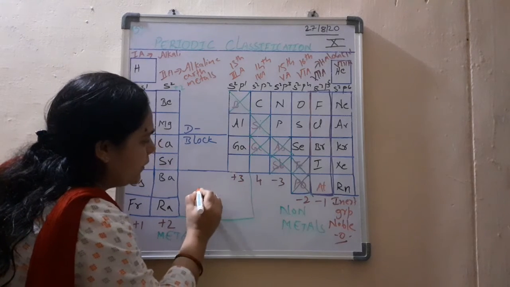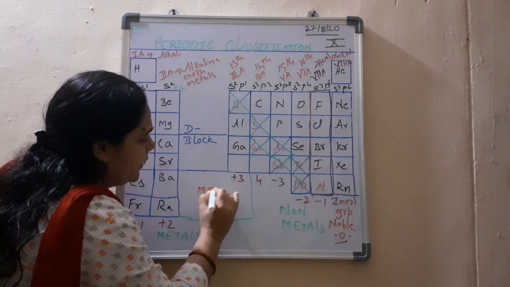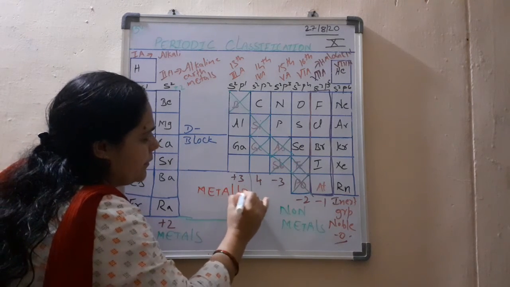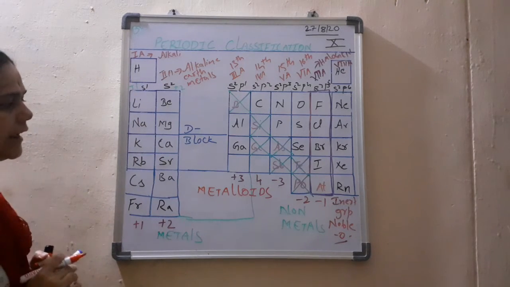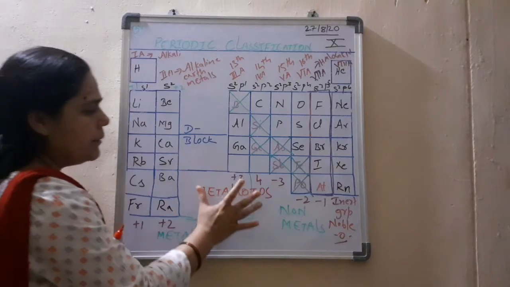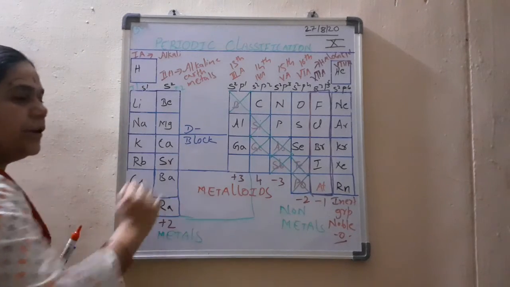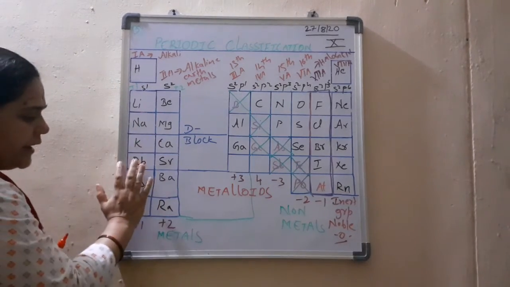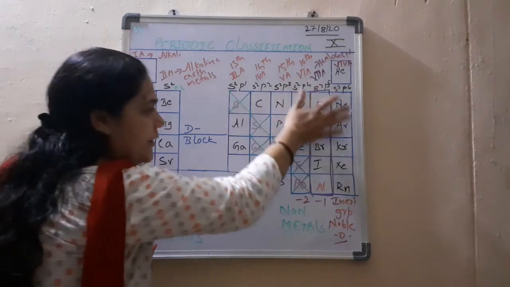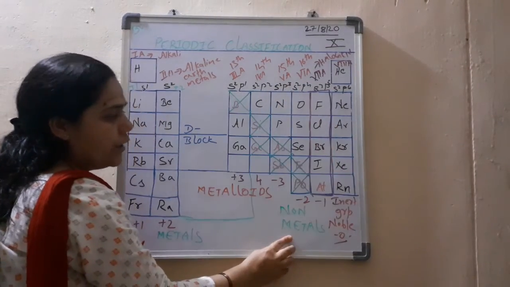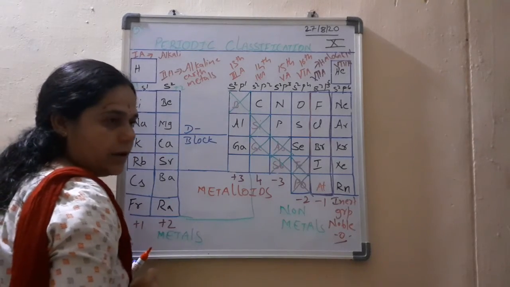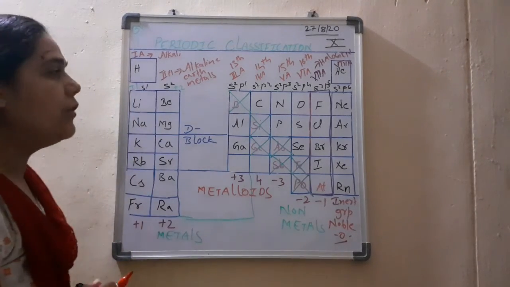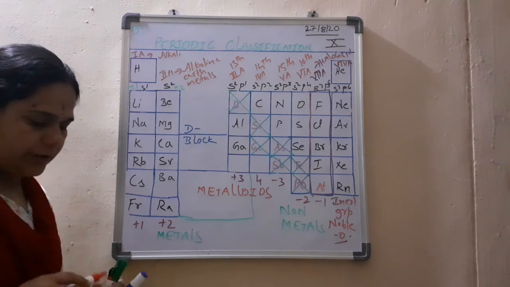The red ones are called what, children? Metalloids. So now you see the periodic table has very conveniently accommodated the metals, the metalloids and the non-metals. The left side will have the metals and the extreme right side will have non-metals, and between them lie the metalloids. So I hope, children, you will revise this, and further we will continue in our next session.